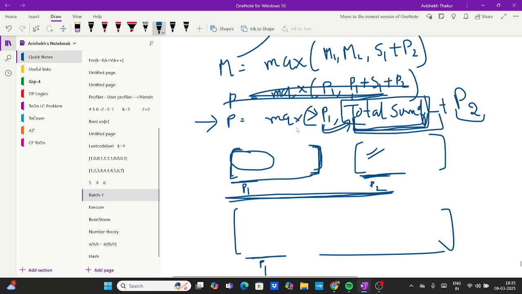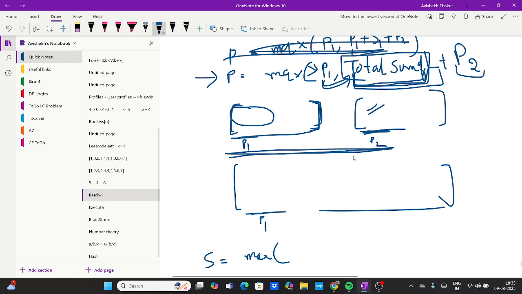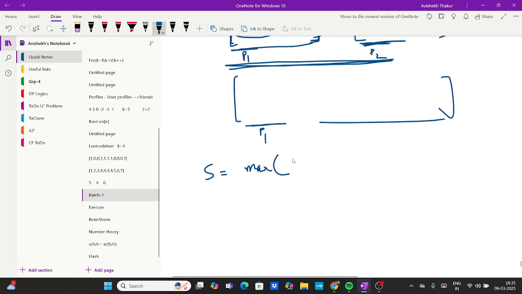Similar to this one only, right? Just in the reverse way. So what should be? S1 plus... Yes, S1. Total sum of... Correct, total sum of. That's it. And somehow, can you see this also?